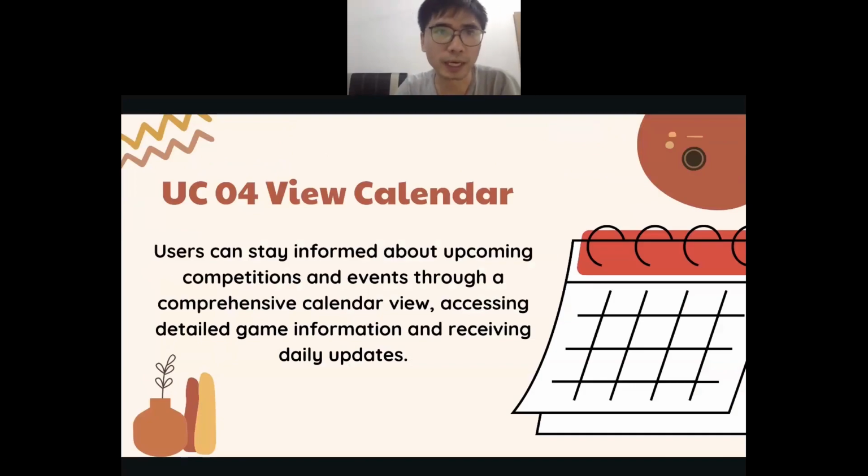Use case 4 enables users to have a comprehensive view of the calendar in the system, keeping them informed about the upcoming competitions and events. By interacting with the calendar, users can access more detailed information about specific games. The calendar provides daily updates, allowing users to view any upcoming games and events.